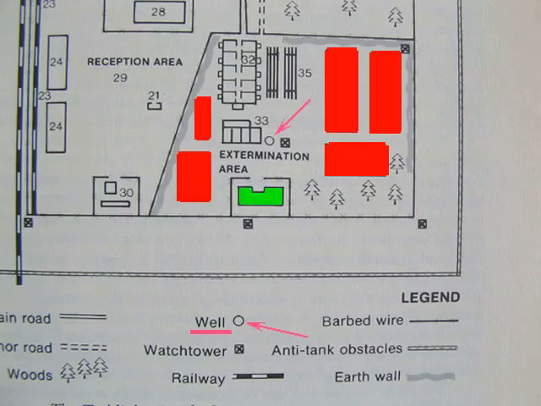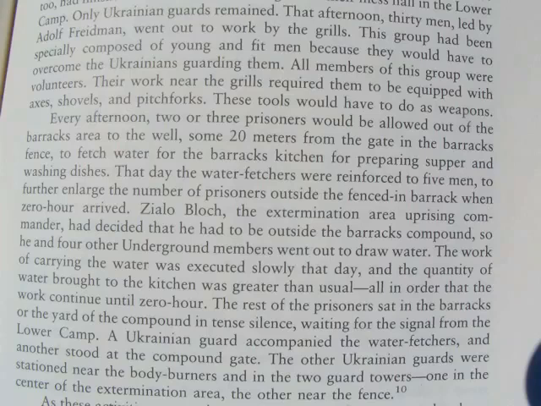Here's the Jewish prisoners' barracks area highlighted in green. Here's the fence, and we see the well some 20 meters away, or 65 feet. Thus we saw the barracks area and the well, which is some 20 meters away from the gate in the barracks fence. On the day of the escape, Arad writes, "The work of carrying the water was executed slowly that day, and the quantity of water brought to the kitchen was greater than usual."